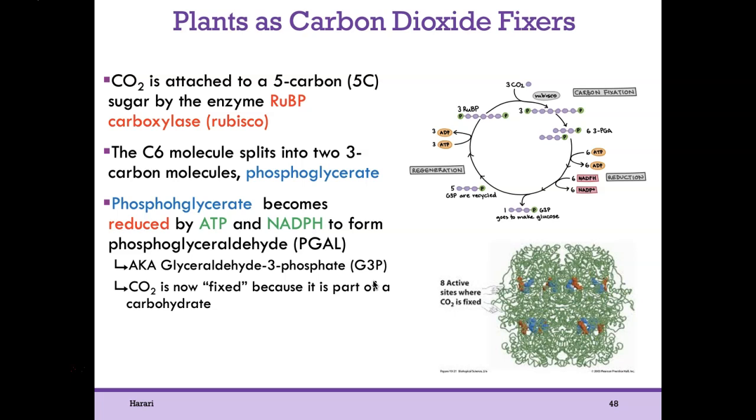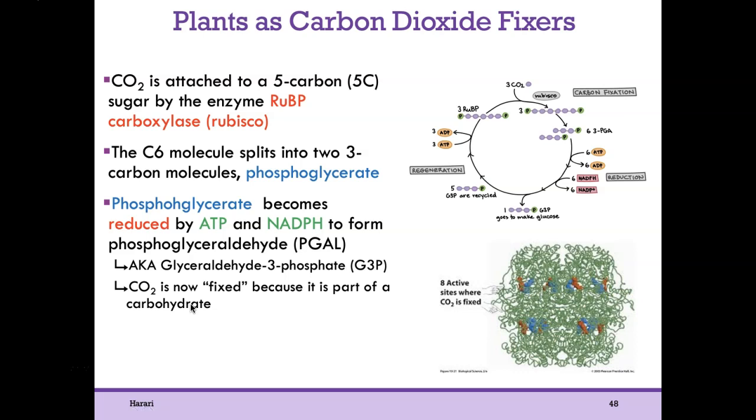Again, I just said a lot of names, so I'm going to go back. First step is CO2 from the atmosphere is added to a 5-carbon sugar by the enzyme Rubisco. So we have a 6-carbon sugar. The 6-carbon sugar gets split into 2 3-carbon molecules. Each of those 3-carbon molecules can be reduced by ATP and NADPH, that is energy, and that can turn it into a higher powered 3-carbon molecule called PGAL, also known as G3P. In different books, you'll see it written different ways. I know it's not convenient.